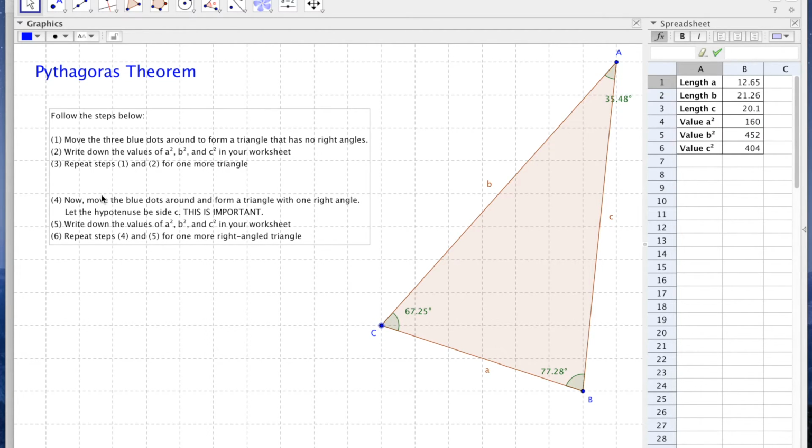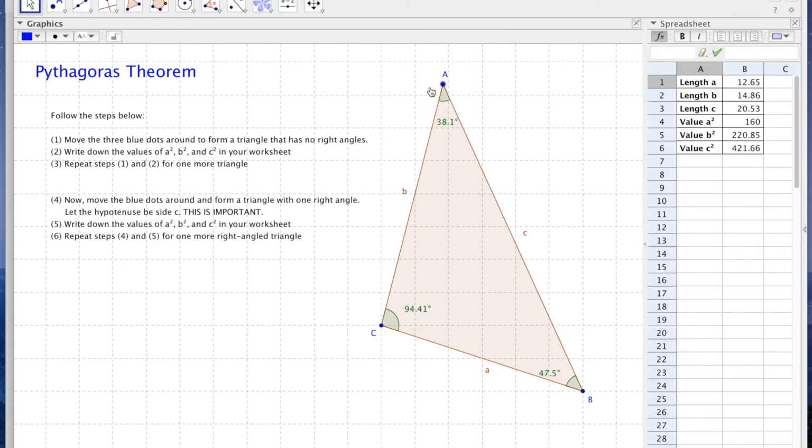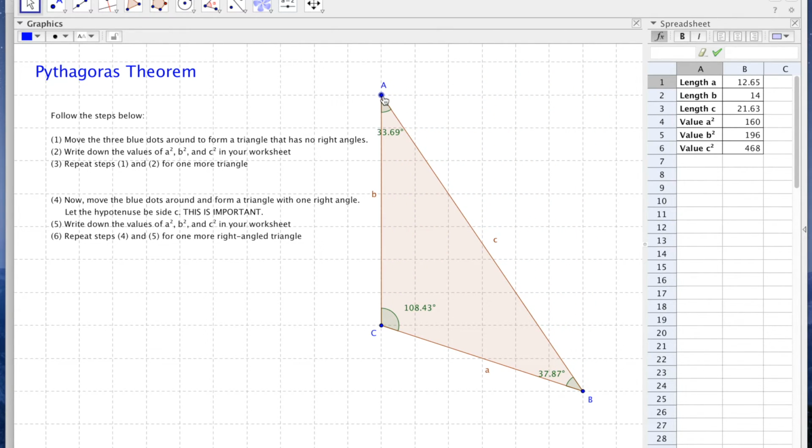Now we move on to steps 4, 5, and 6. We need to move the blue dots around and form a triangle with one right angle. So now we need to form a right angle triangle, but take note, we need to let the hypotenuse be side C. This is important. Side C must be the hypotenuse. Let me show you. If I want side C to be the hypotenuse, I need to let this one be the right angle.